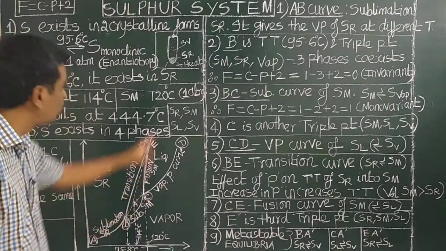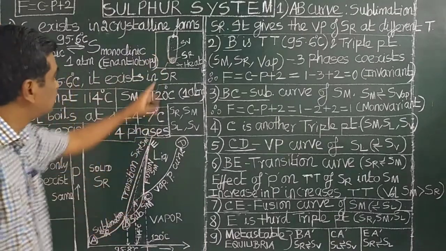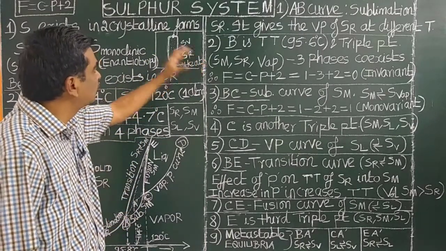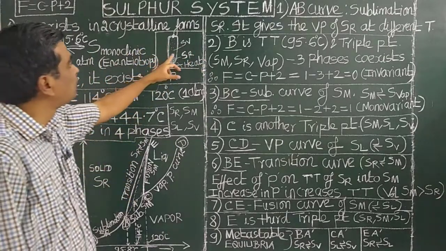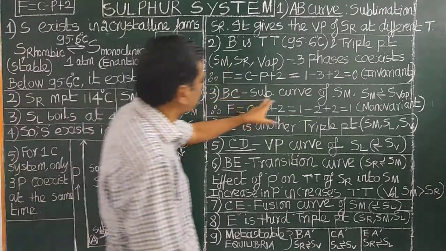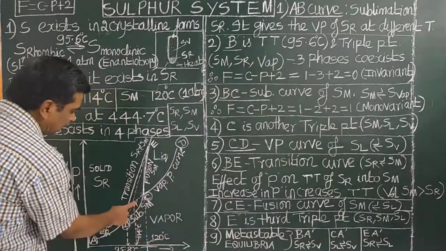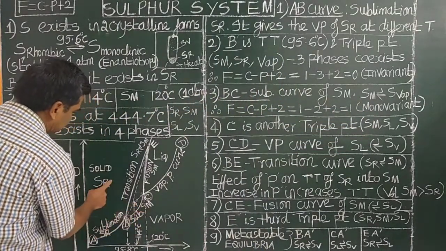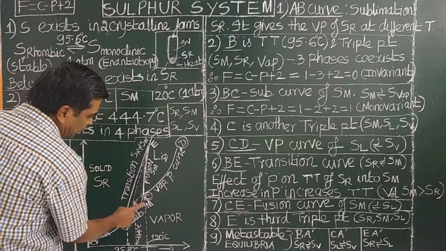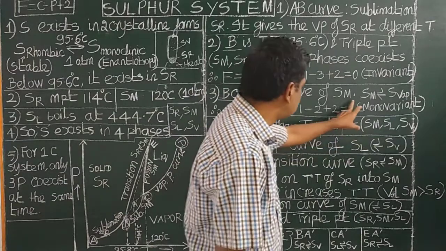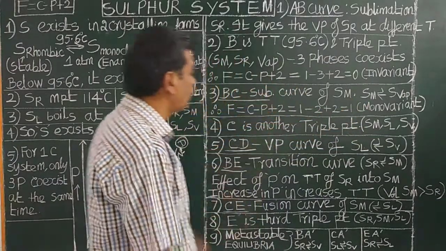Similarly, next the AB curve, next the BC curve. BC curve is also a sublimation curve. Sulfur rhombic is converted to monoclinic, then the sublimation of sulfur monoclinic takes place. Sublimation curve of monoclinic. Along the curve, sulfur monoclinic and sulfur vapor are in equilibrium. Therefore the curve is monovariant.